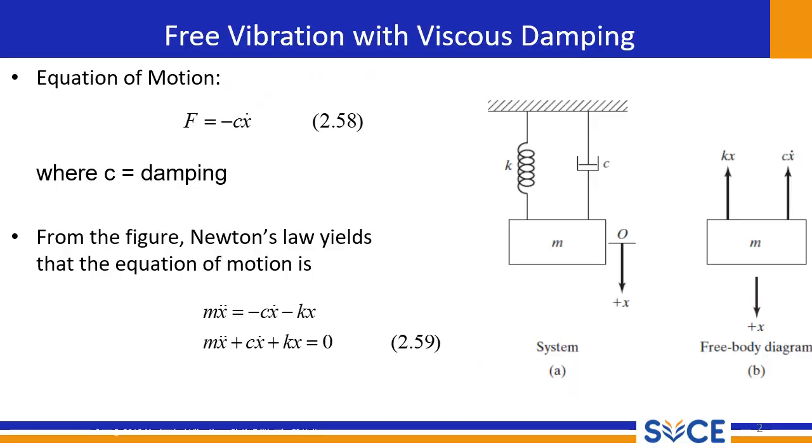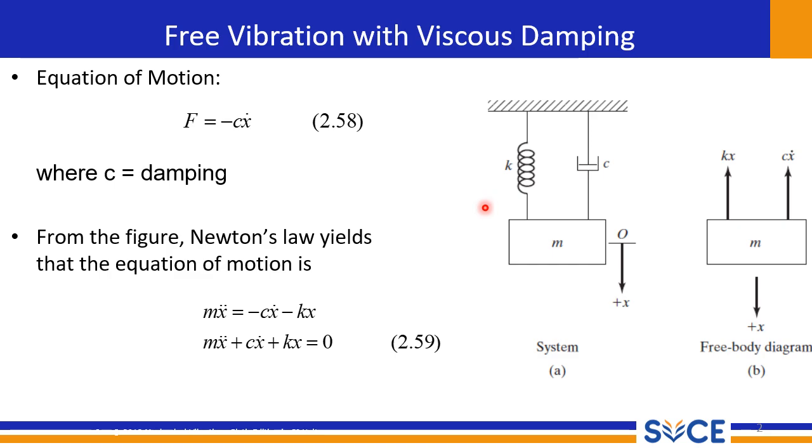We have analyzed undamped systems where energy is conserved. Now, let's move to a more realistic scenario, damped systems, where energy is dissipated typically through friction or viscosity. We will focus on viscous damping, where the damping force is proportional to the velocity of the mass.